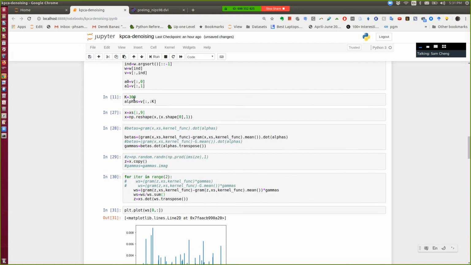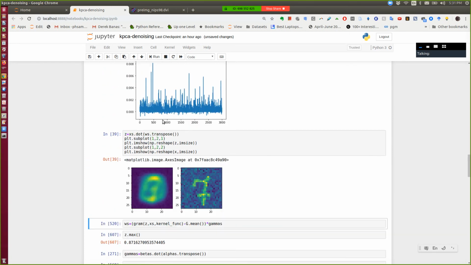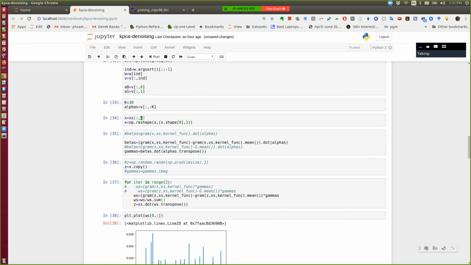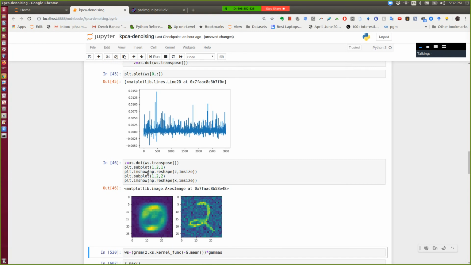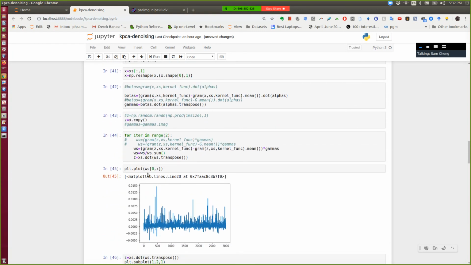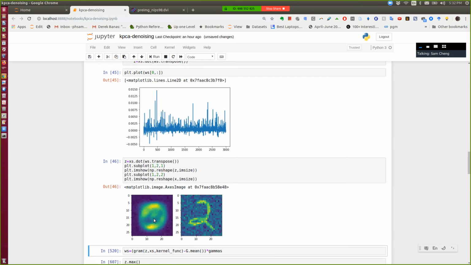Maybe I should decrease the number of bases here. Maybe, let's see. This does not look good either. Oh, I don't know why it's so bad. Anyway, I did it in a rush, so maybe there's some bug, but I haven't figured that out. But just outside that, it looks pretty well denoised.